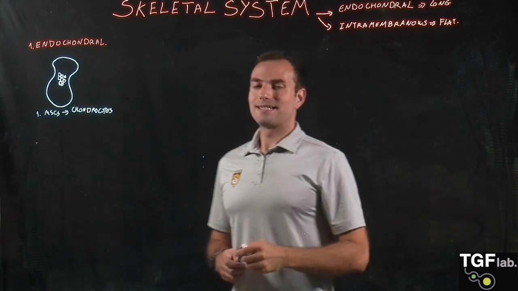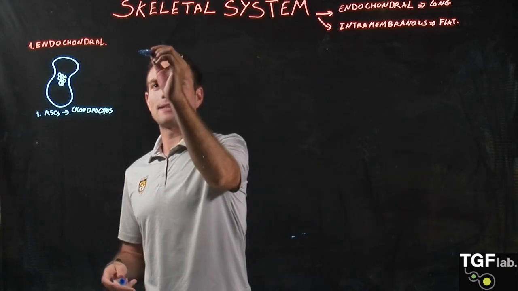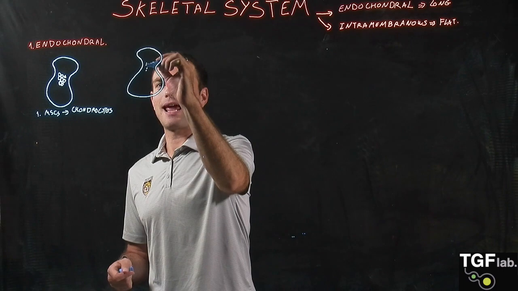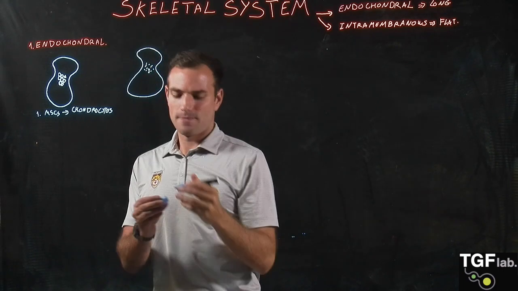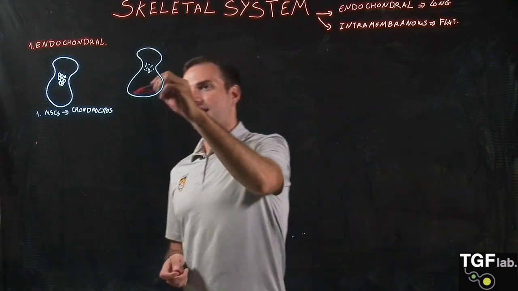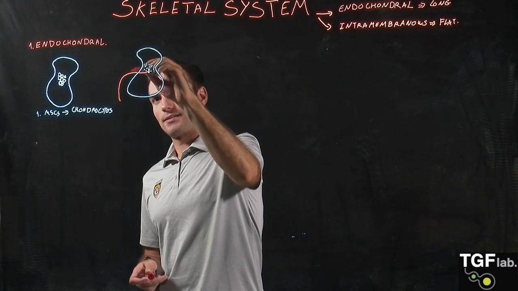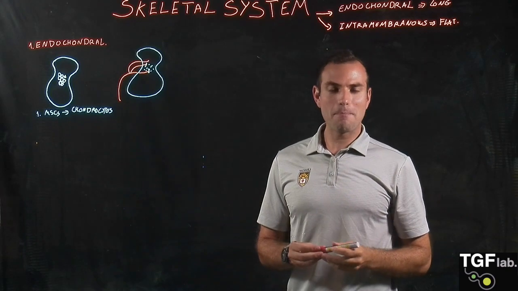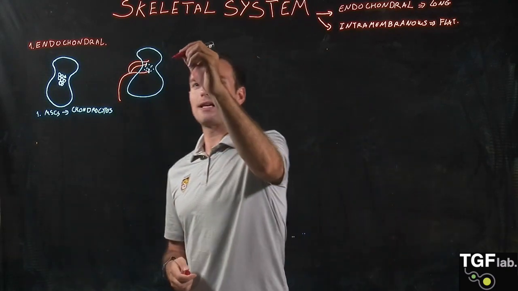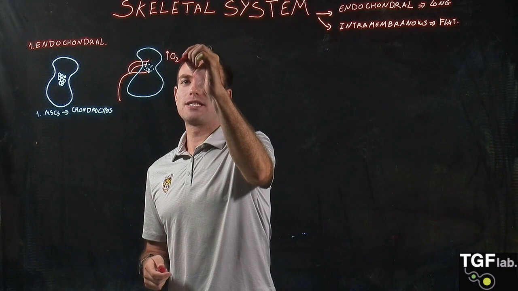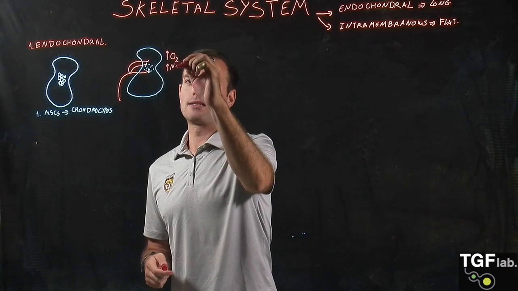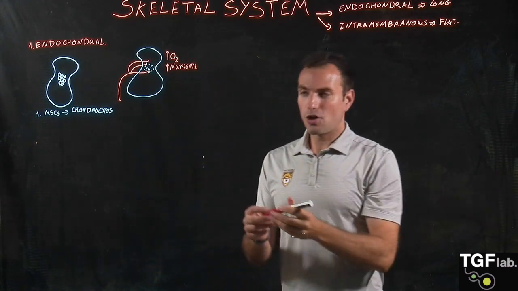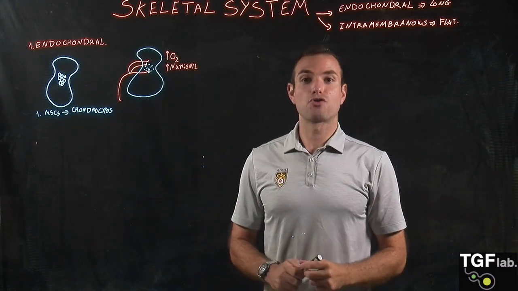Okay. In the second step, this cartilage template with the MSCs is going to get vascularized. So there are some blood vessels that are going to invade this cartilage template, and this is going to increase the amount of oxygen and also the amount of nutrients. So these chondrocytes are going to become hypertrophic.